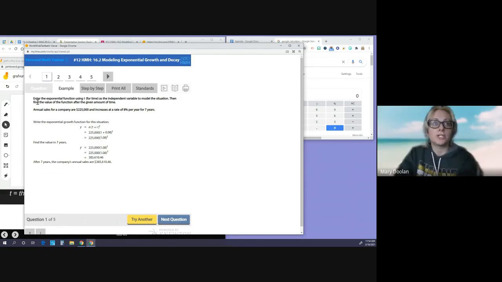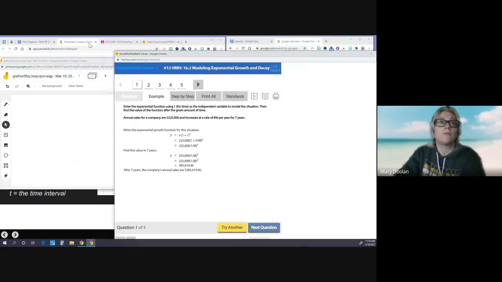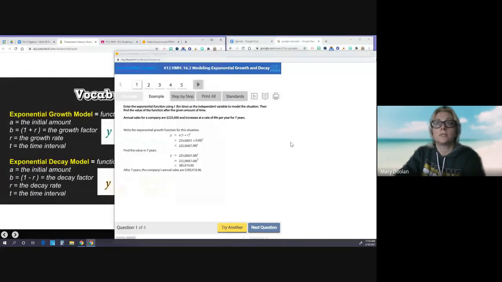All right, so the question says, enter the exponential function using t for time as the independent variable to model the situation. Then find the value of the function after the given amount of time. Annual sales for a company are 225,000 and increases at a rate of 8% per year for 7 years. So to write the exponential growth function for the situation, they start with the basic growth version, which is actually what you have in your pair deck here. It's the same one.